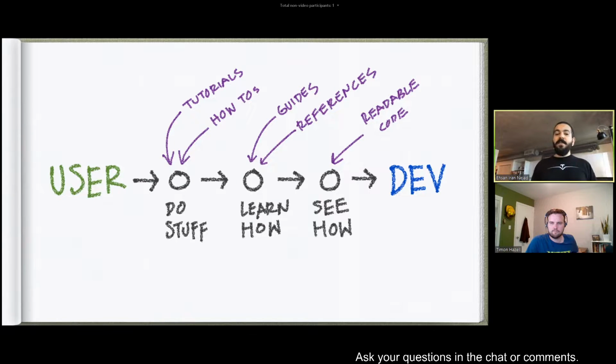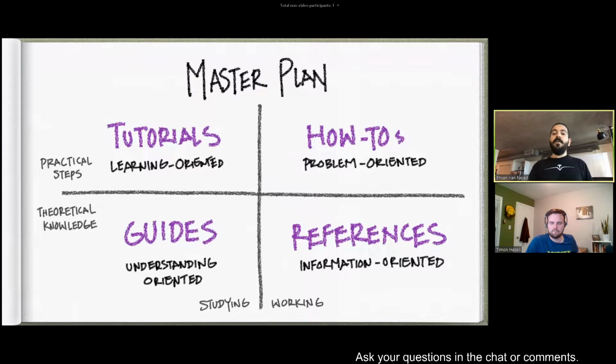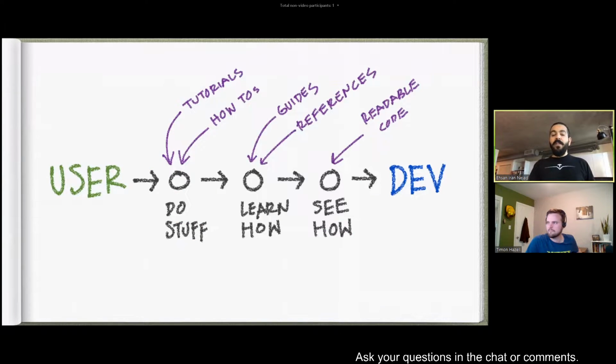At each one of these steps, the do stuff and the learn how, if you remember this chart, we have one from studying and one from working. So when they're doing stuff, they use the tutorials. When they're learning, they use the how-tos when they're working.